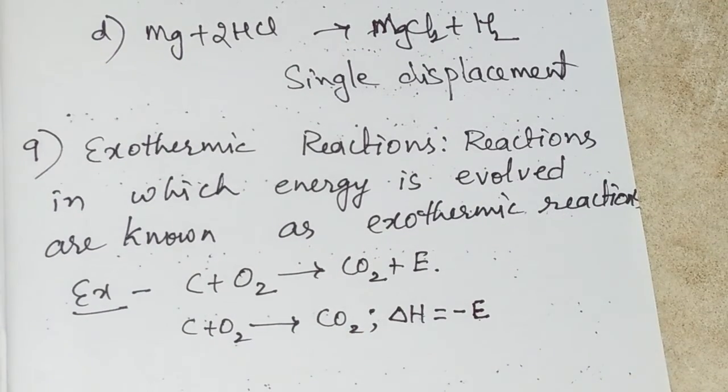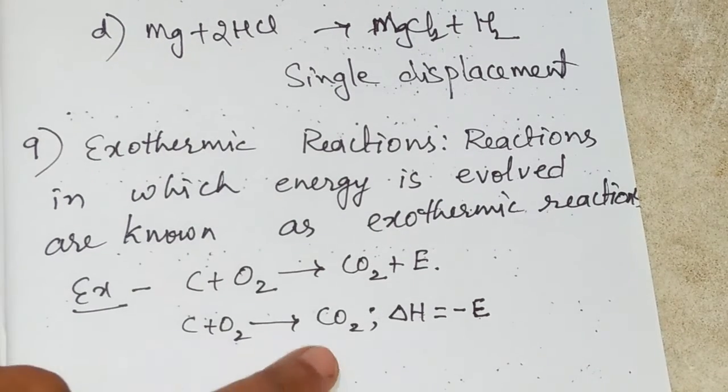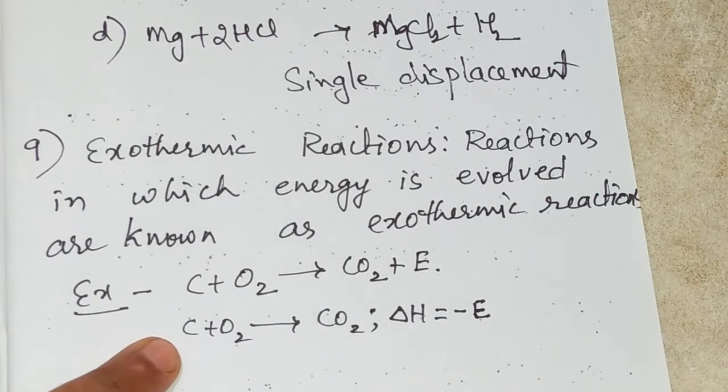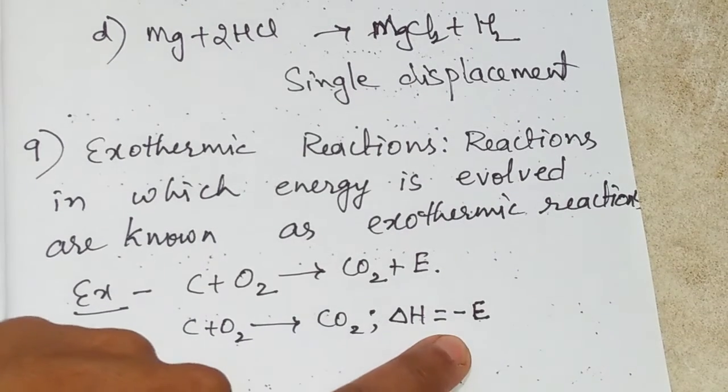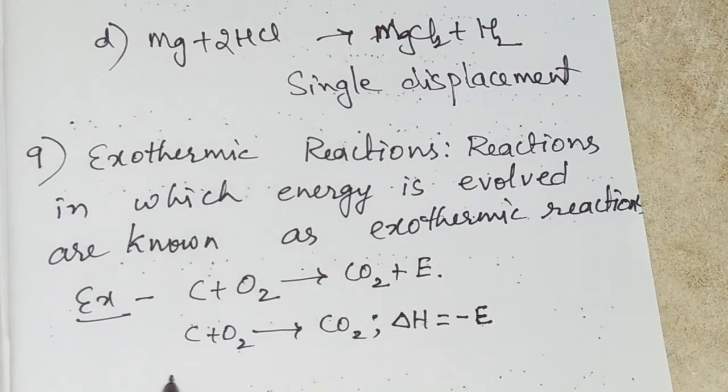Because here, if you take energy of the products minus energy of the reactants, it is less. Products are having less amount of energy compared with the reactants. So that is why we are going to write here minus. Okay. Now let me write one more example also.